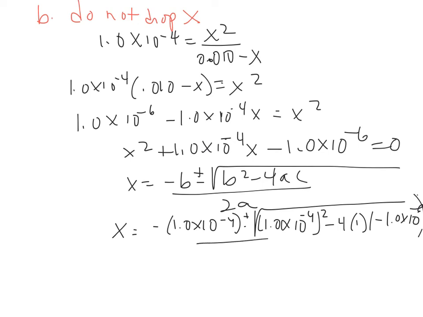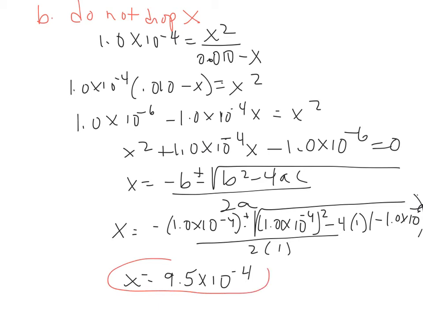And then all that's divided by 2 times 1. When you work that out, take the positive solution. And here the answer is 9.5 times 10 to the minus 4. So it's almost 10 times 10 to the minus 4, which is 1 times 10 to the minus 3, which is the answer that you get if you drop x.